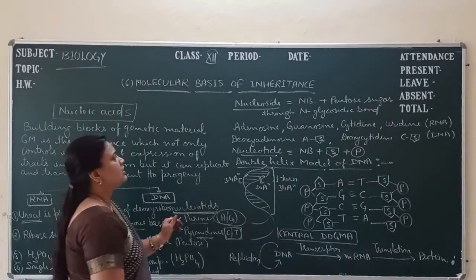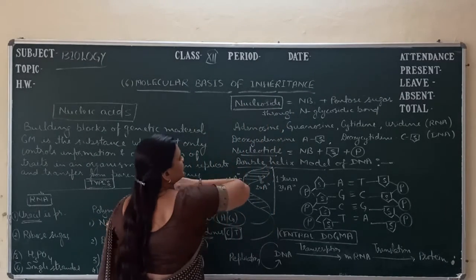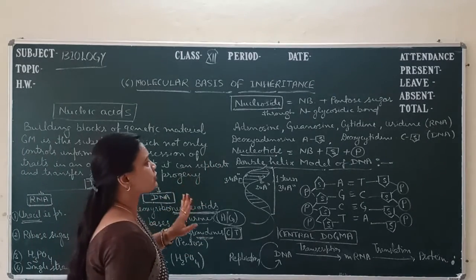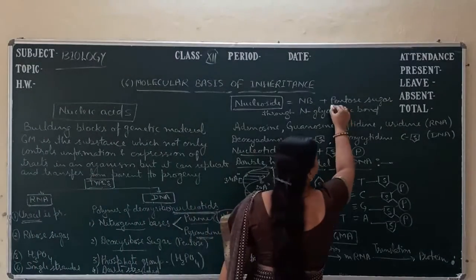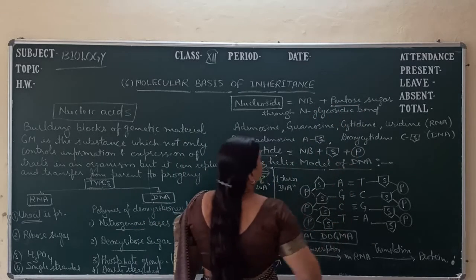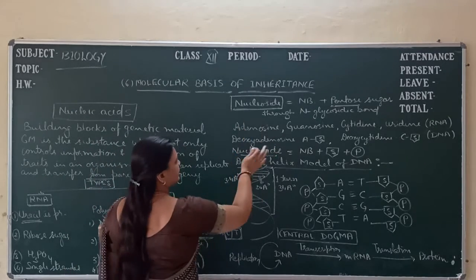So we come to the nucleoside. What is a nucleoside? A nucleoside is a combination of one nitrogenous base with a pentose sugar. Pentose means 5 carbon sugar. They are bonded by the N-glycosidic bond. Clear?